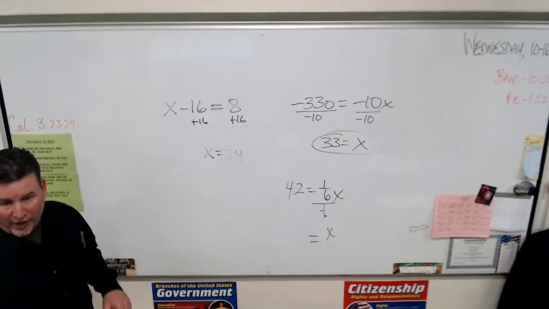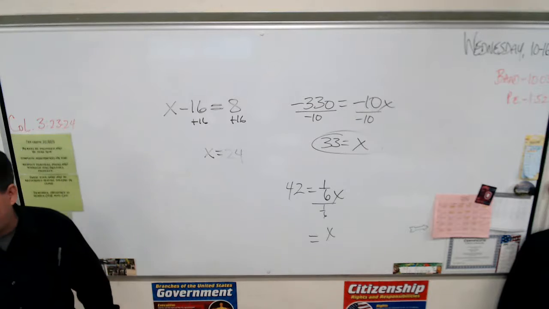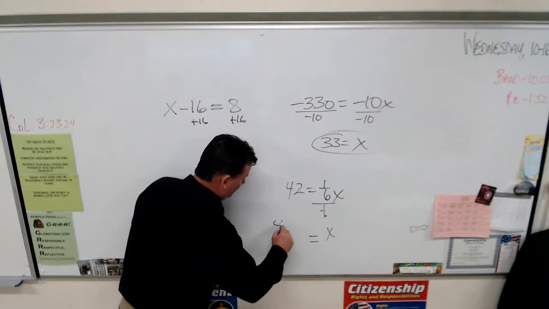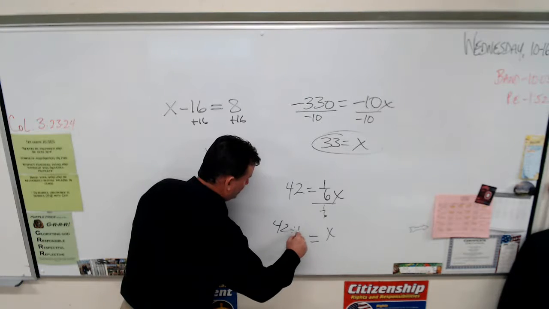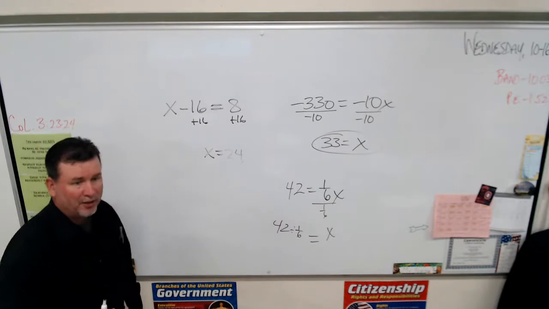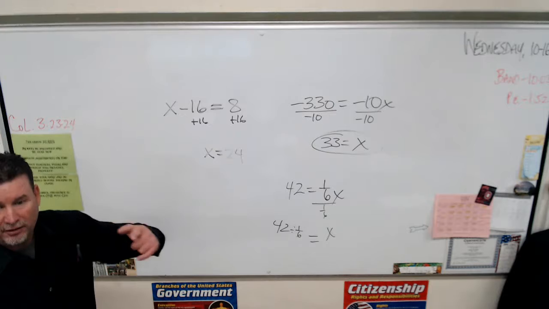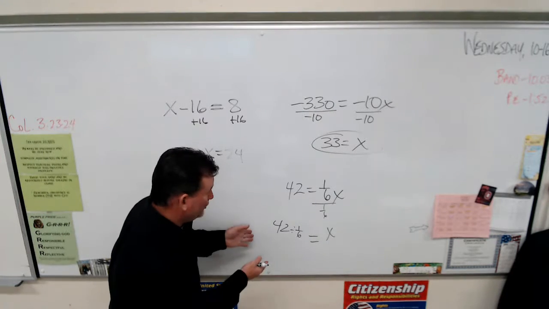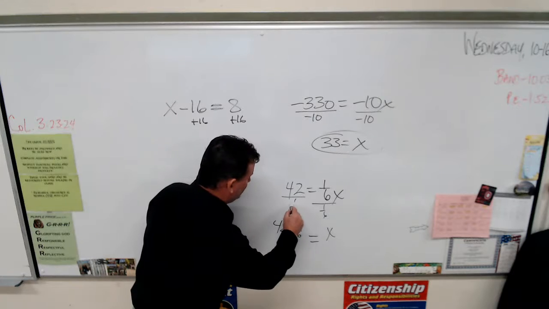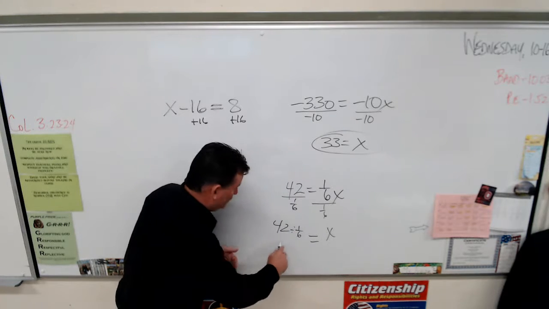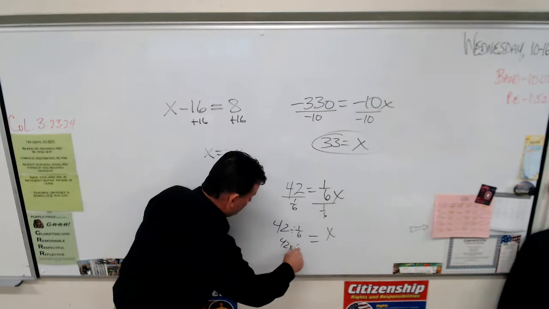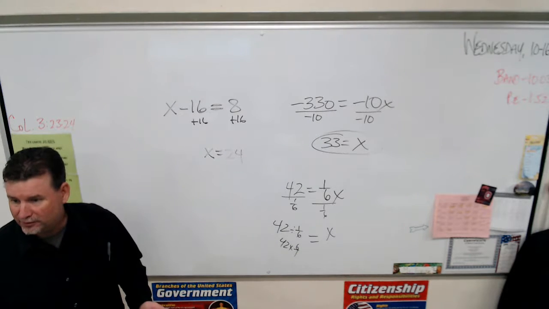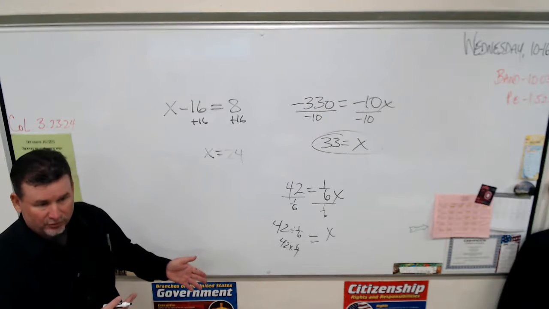Remember when you're working with fractions, you never actually divide? Remember those days? You were taught that when you take 42 and divide it by 1/6, you're actually multiplying by the reciprocal. You flip it, flipper. 42 divided by 1/6 is actually 42 times 6. So your answer is 252.